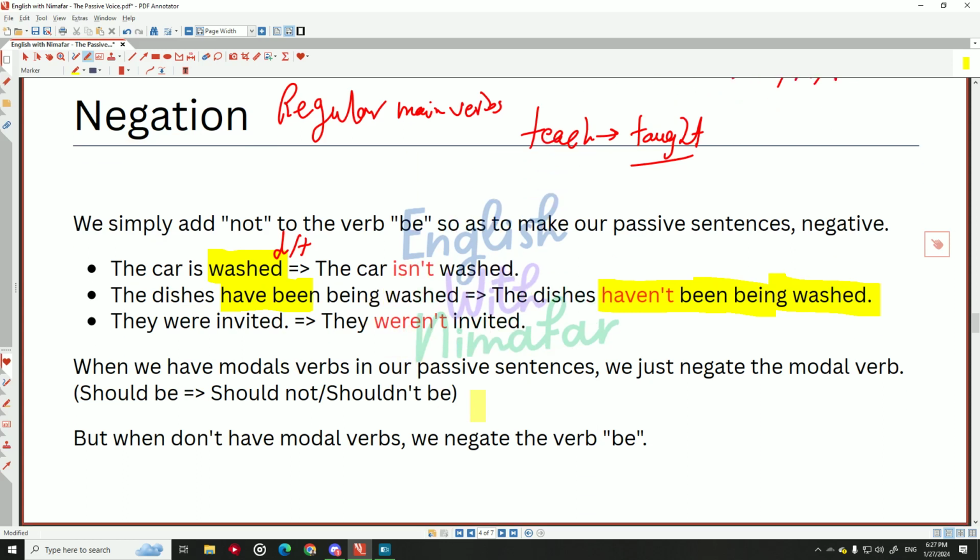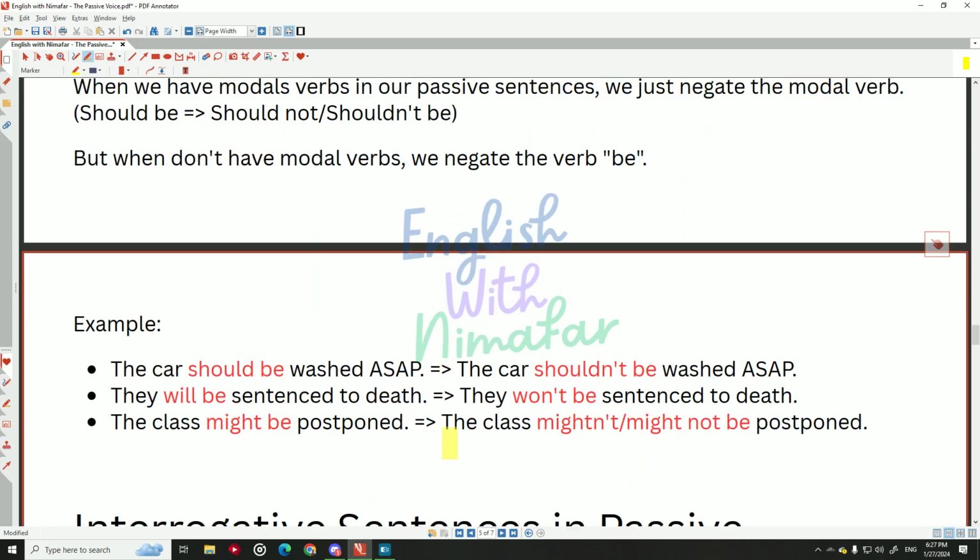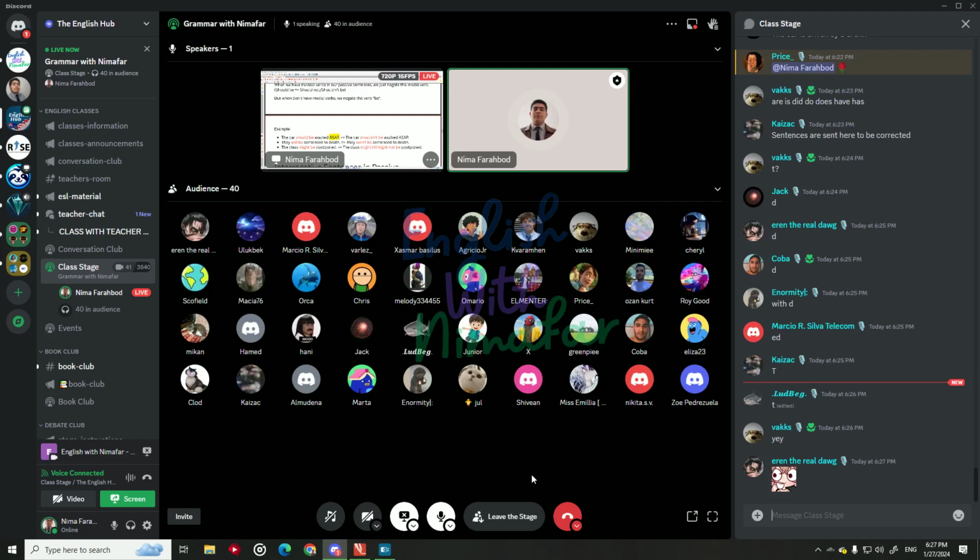When we have modal verbs in our passive sentences, we just negate the modal verb. It's very easy. Should be, shouldn't be, or should not be. But when we don't have a modal verb, we negate the verb be. For example, he should be killed. He shouldn't be killed. Okay? We can say that. For example, the car should be washed. What does it mean? ASAP. What is it?